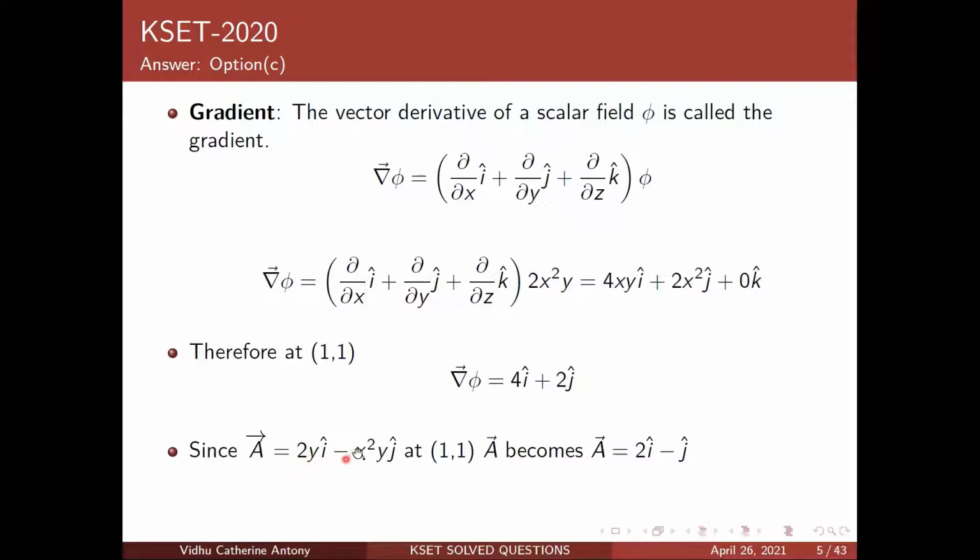Next, you have this vector A that is given to you. So you have 2y i cap minus x squared y j cap at 1, 1. So the vector A basically becomes A equals 2i cap minus j cap.